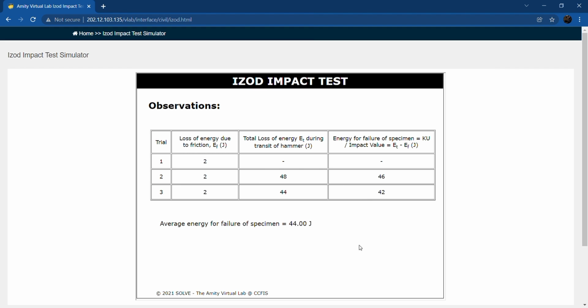And then the average failure of the specimen is 44.00 joule. That is all for my test.